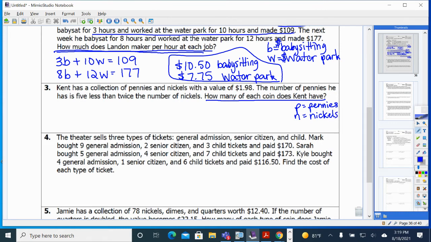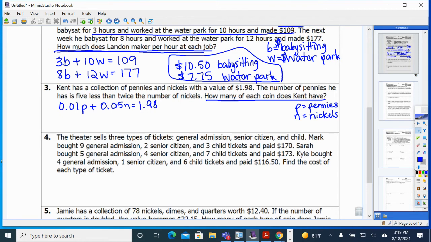All right, let's go back. He has a collection of pennies and nickels with a value of $1.98. A lot of kids want to just say P plus N equals $1.98. Well, that's wrong. The number of pennies that I have plus the number of nickels that I have cannot equal $1.98 unless I multiply them by their value. Pennies are worth 1 cent. Nickels are worth 5 cents. Now, when I multiply 0.01 times P plus 0.05 times N, that's going to give me the $1.98.